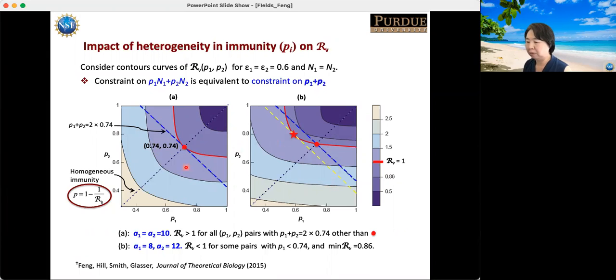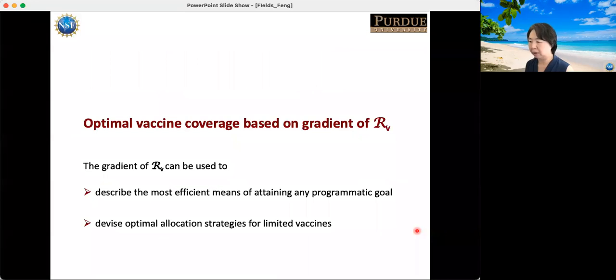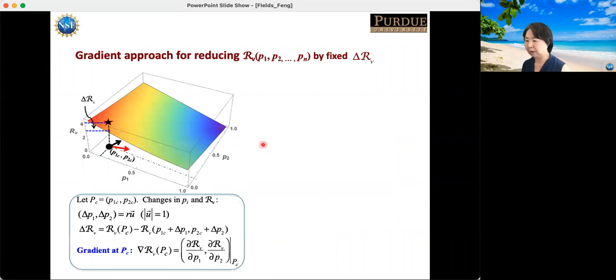Okay, so either you use more doses than needed, or you can achieve the same goal with a fewer number of vaccine doses. So that's just this very simple example to show you the importance of considering the heterogeneity or structure in the population.